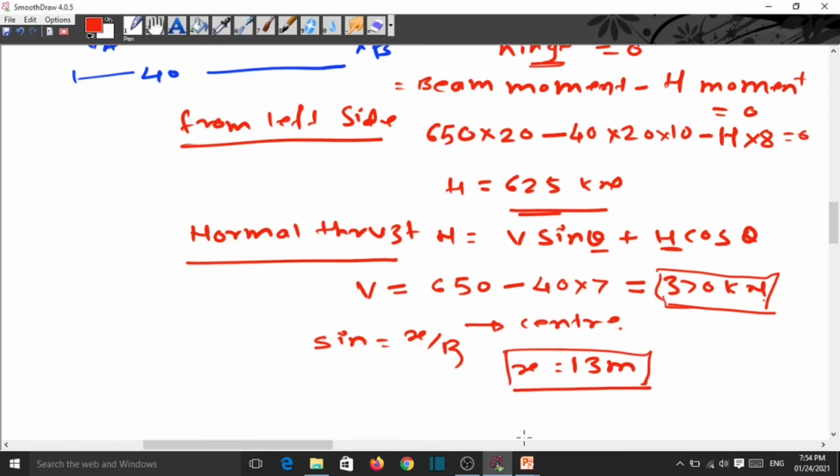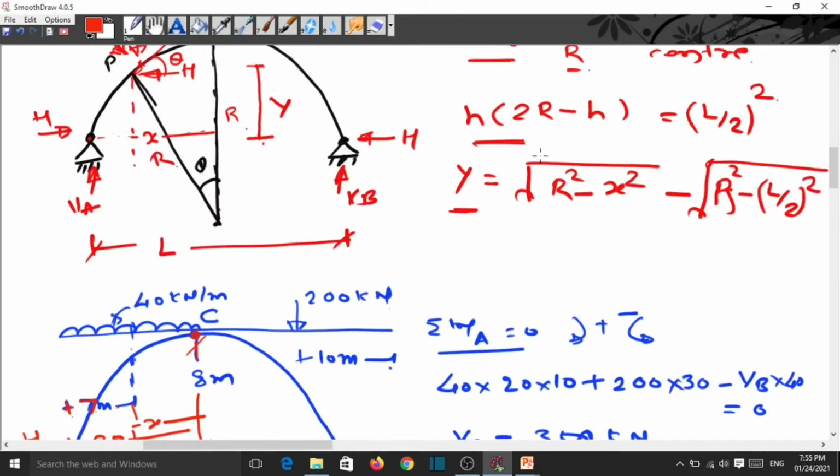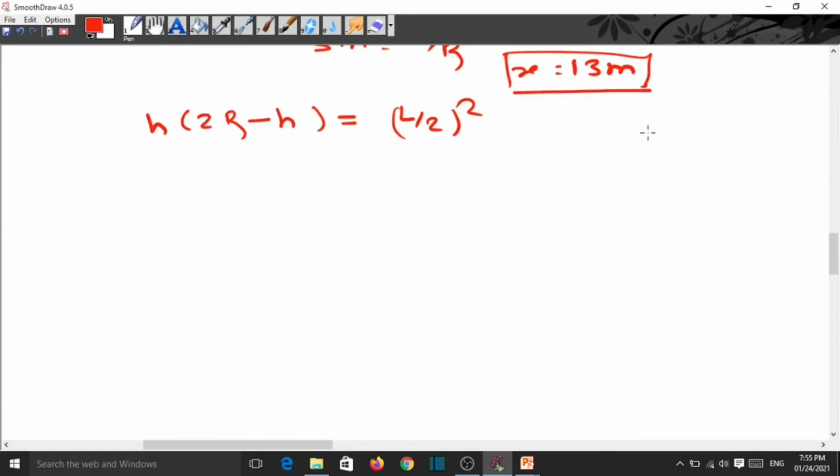Now remaining is what? R. For that R we know the formula here: H into bracket 2R minus H is equal to L by 2 bracket square. This formula we have already written initially here, H into bracket 2R minus H is equal to L by 2 square. So here H is equal to 8, 2R minus 8 is equal to 40 divided by 2 bracket square. So here we got R is equal to 29 meter.